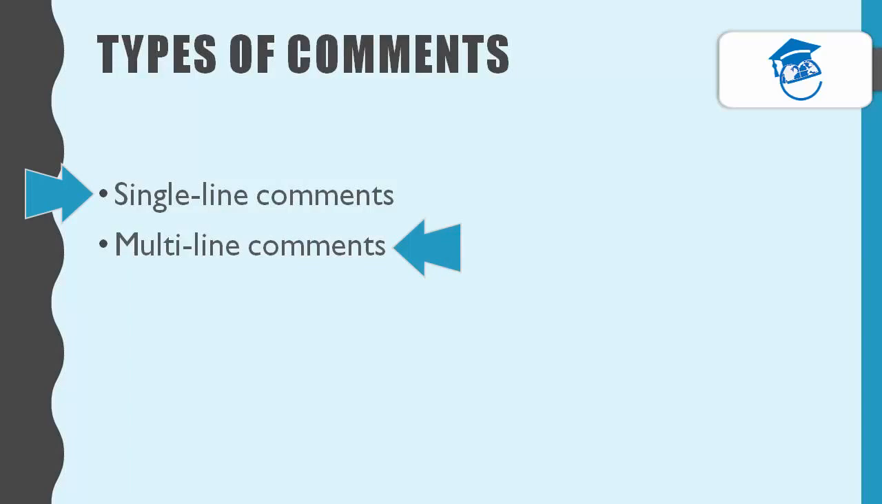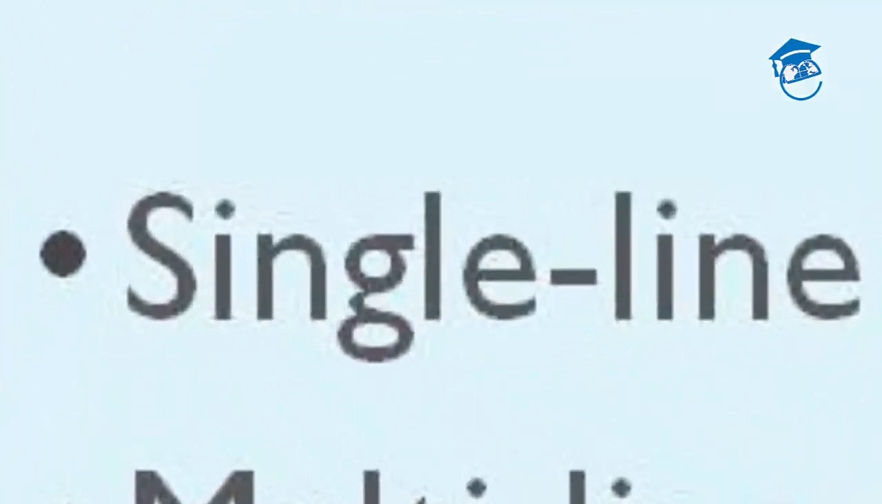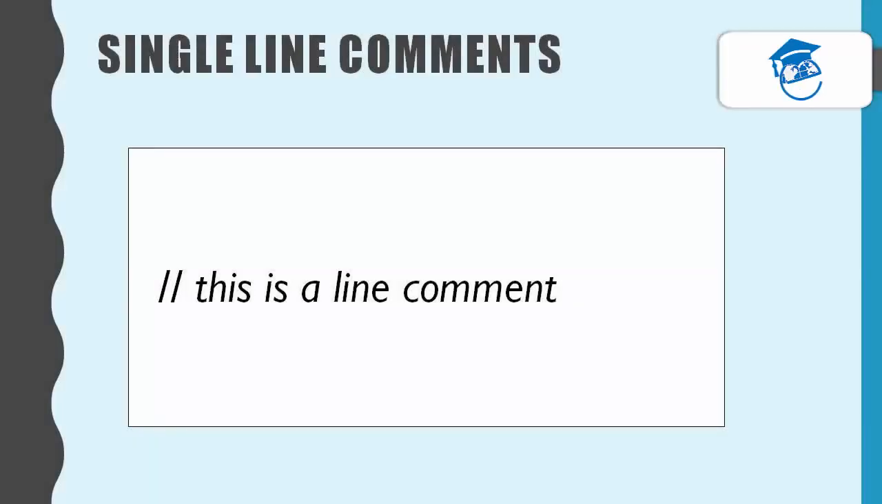We first look at single-line comments. Here is an example of a single-line comment. You can see we have used two forward slashes at the starting point to mention that the line is a comment. Then the compiler will ignore everything after these two forward slashes.